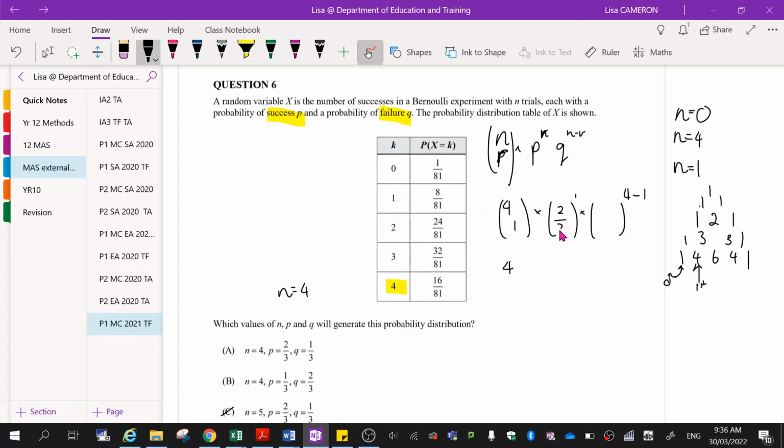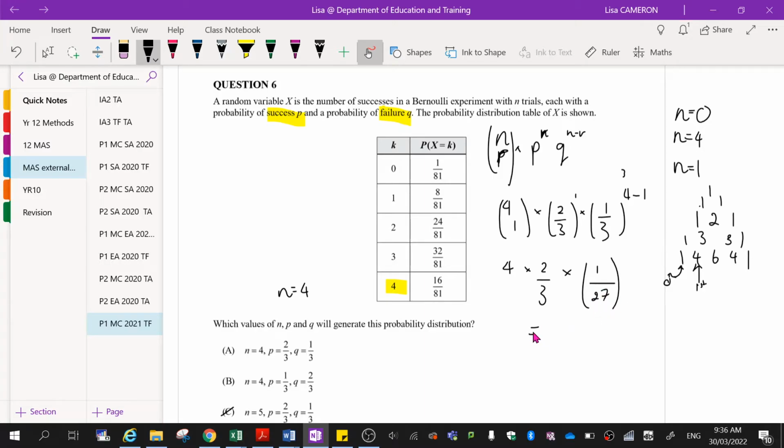Okay, so 2 over 3. 2 over 3 to the power of 1 is just 2 over 3. And then the next part is we're going to input 1 over 3. And it's to the power of 3. So 1 to the power of 3 is just 1. 3 times 3 is 9. Times 3 again is 27.